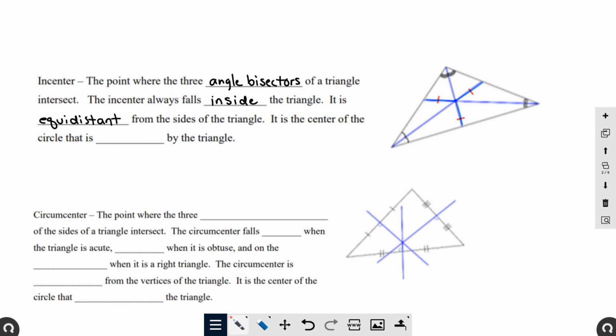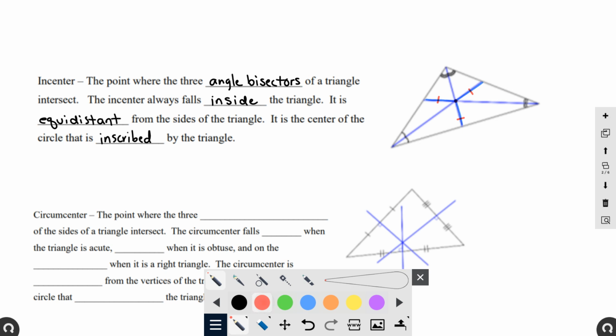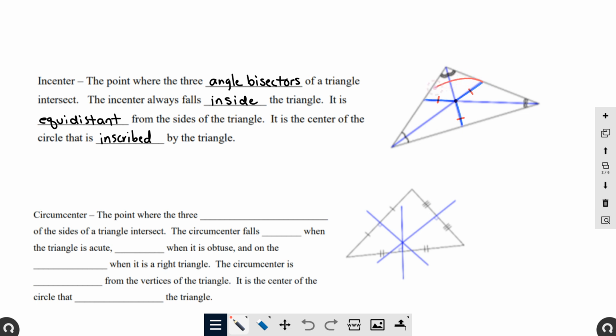Now, since those are the same, then the incenter is the center of a circle that is inscribed by the triangle. What does inscribed mean? Written inside. So that means I can draw a circle. I'm going to do a very bad job of this, but I can draw a circle that is inside of that triangle. But that circle fits perfectly inside of there.